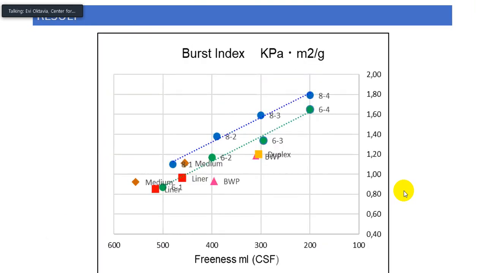And also the burst index. These properties are important in producing paperboard. The burst index of 6% caustic soda and 8% caustic soda with the freeness around 300 is higher compared to the commercial brown paper that is available in Indonesia.